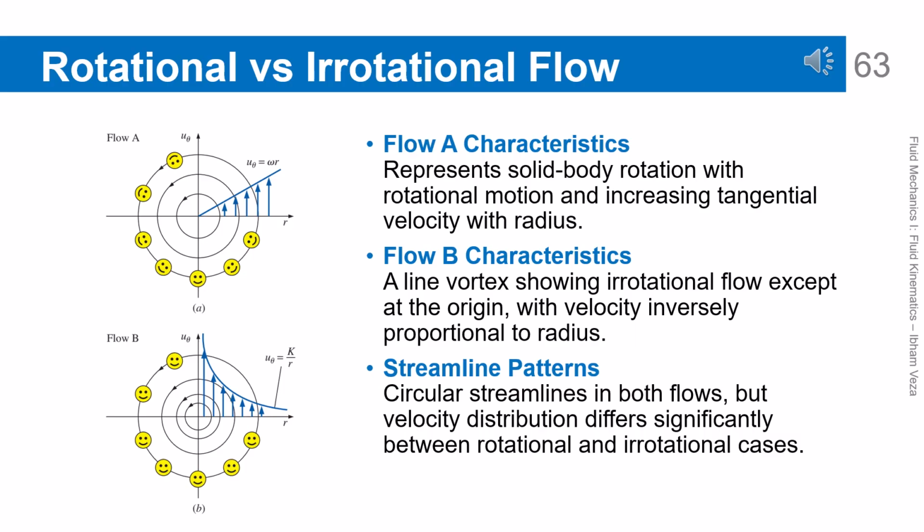Rotational versus irrotational flow. A rotational flow, such as solid body rotation, has tangential velocity that increases with radius. An irrotational flow, such as a line vortex, has velocity that is inversely proportional to the radius. Although both have circular streamlines, their physical nature is very different. This difference is very important in modeling vortex flows. This example clarifies the difference between true rotation and potential flow.